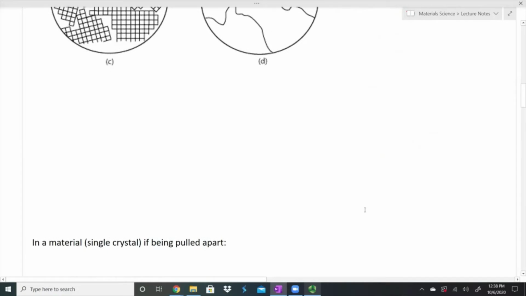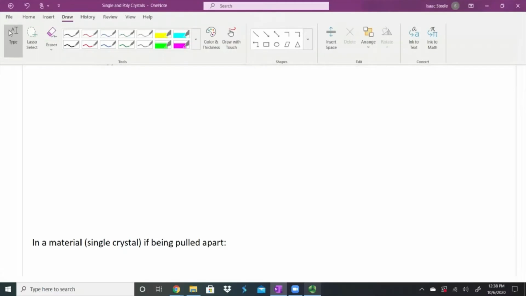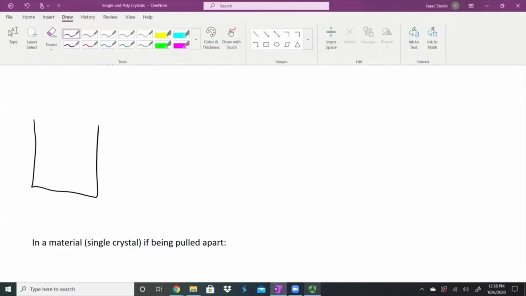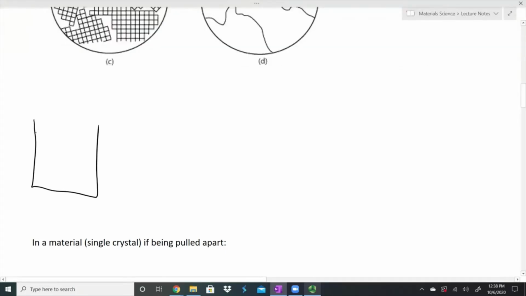I'm going to draw a quick picture of this. We have a single crystal. Let me draw a little, let's say I have a cup here, and this cup is full of something warm, some warm material. Let's say that it's liquid. It's going to be a pure hot liquid. It doesn't have any impurities in it. It's just a nice pure hot liquid.